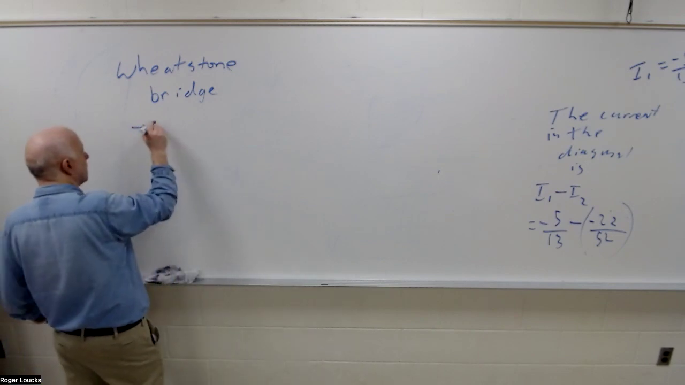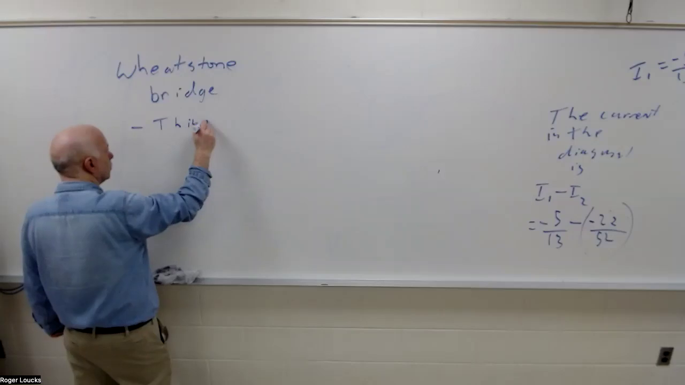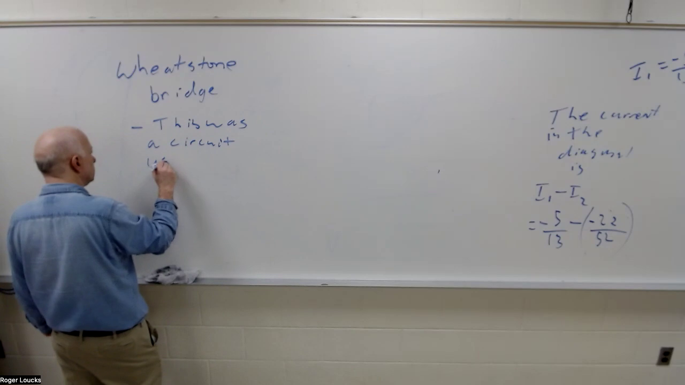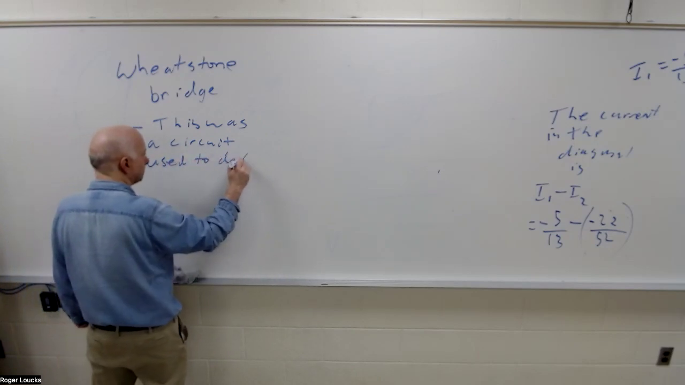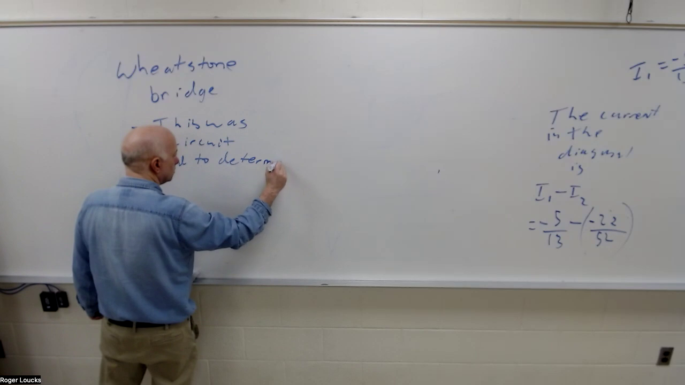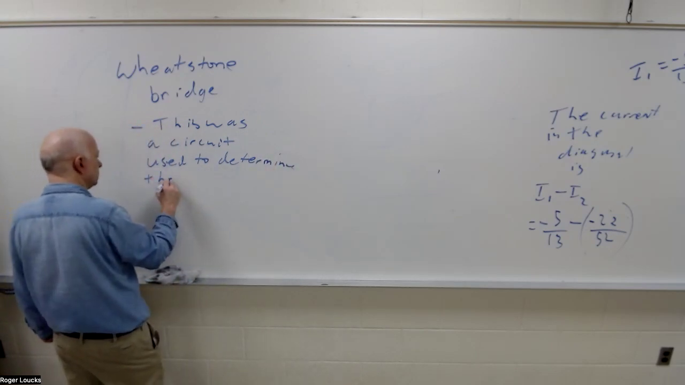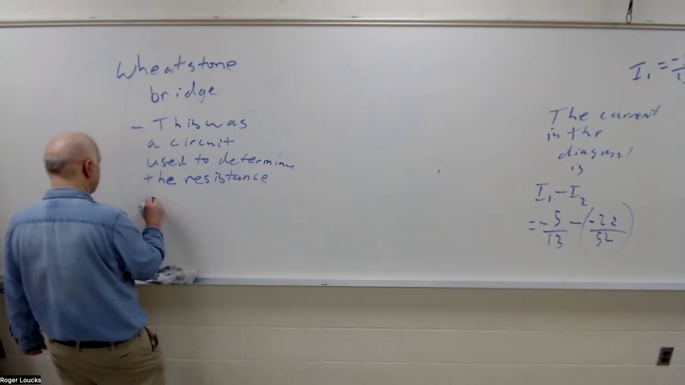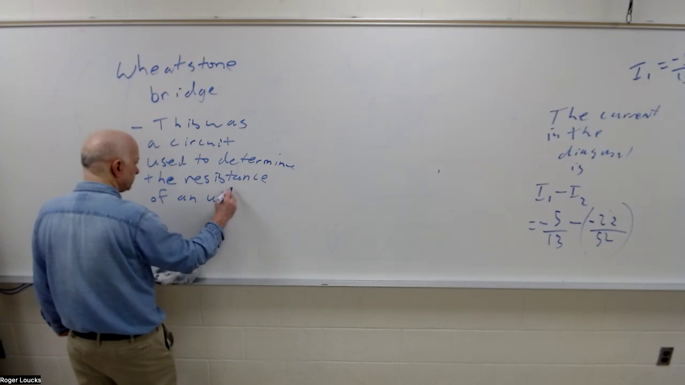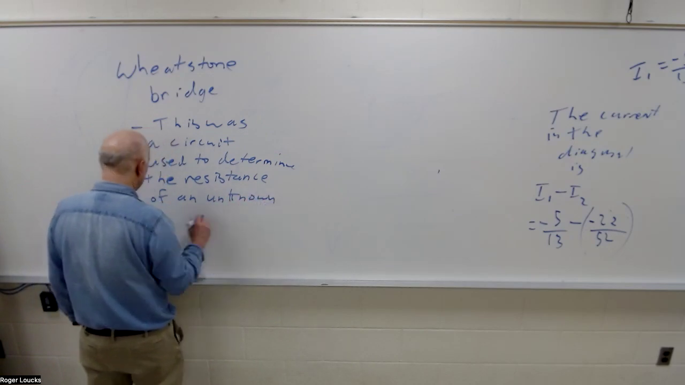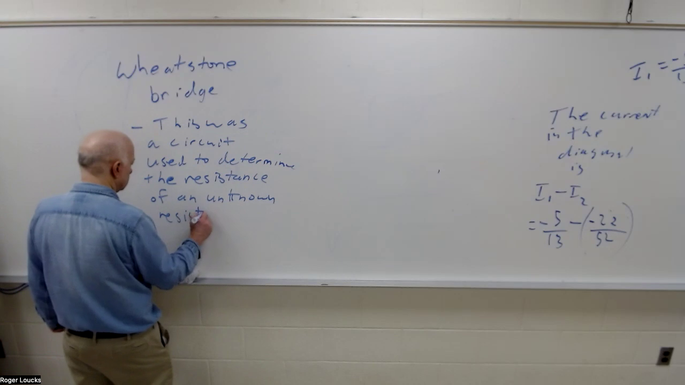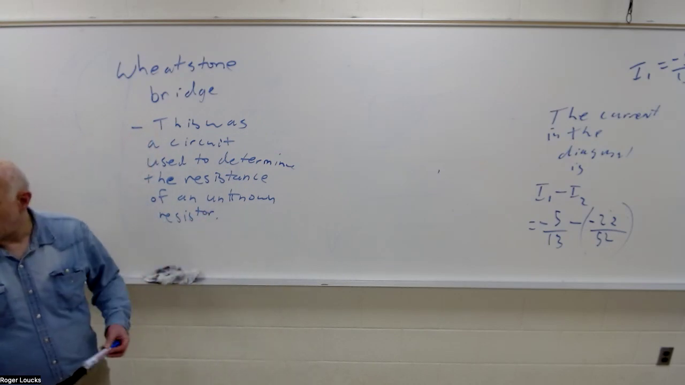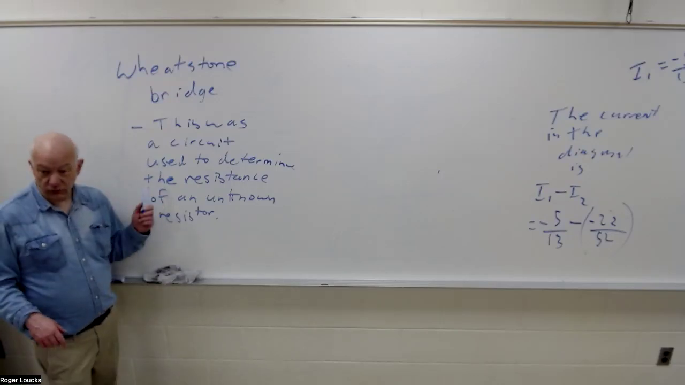So this was a circuit used to determine the resistance of an unknown resistor. So let's say you had a resistor, it wasn't labeled, and you wanted to figure out what the resistance was. Well, how would you do it? Well, you'd actually use this device called a Wheatstone bridge.